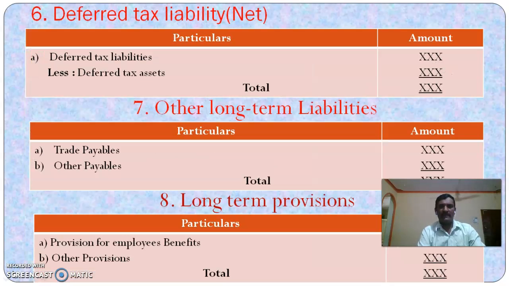Then about deferred tax liabilities, net amount is to be taken. How that net is to be taken is to be recorded here as the deferred tax liabilities, and from that we have to subtract deferred tax assets. Then whatever the balance arises, that is taken to the balance sheet. Then other long-term liabilities like trade payables, other payables are to be taken here. Then other long-term provisions, through a separate note we have to record as about these. We have particularly the information will be provided in the problem as a provision for employees benefit or some other reserve like that. That is to be taken under this head.